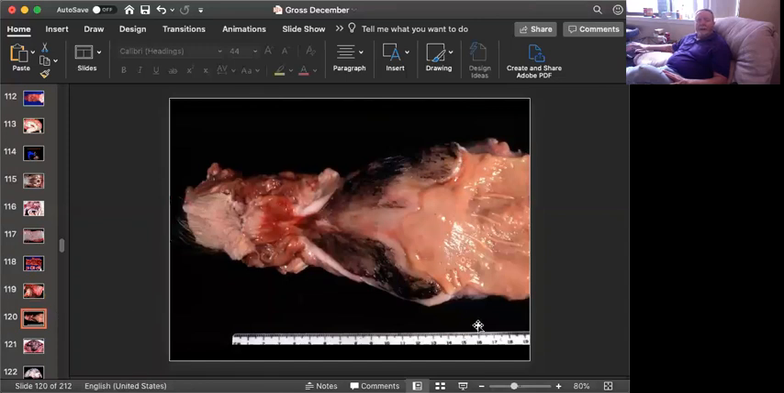Here's a great one, and this is tissue from a pig. Can you give me a pathogenesis of this lesion?